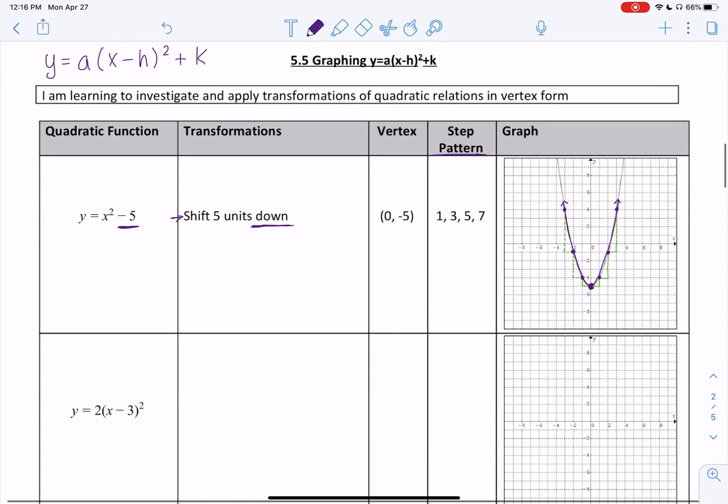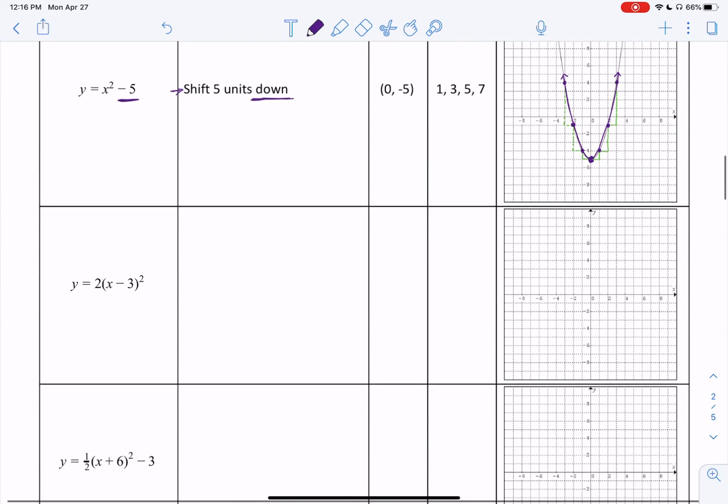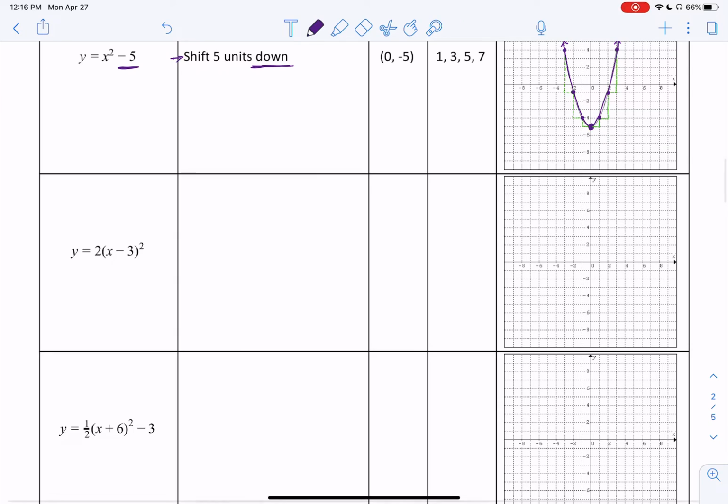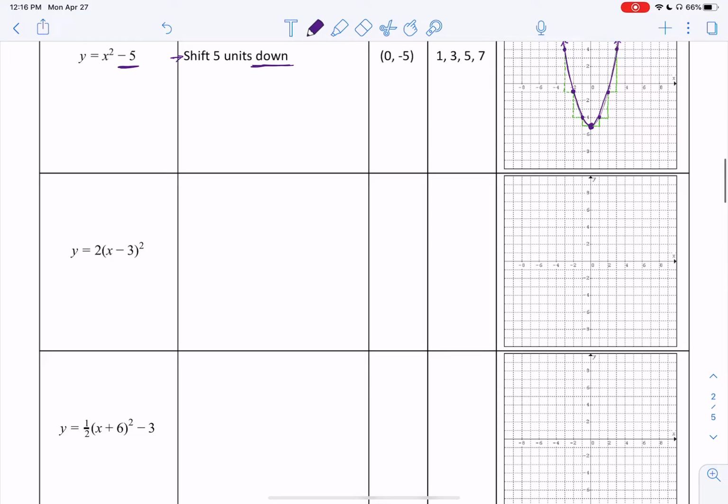We'll try a second one. So for our next one, we have y equals 2 times (x minus 3), all squared. So let's identify some of our numbers here. We have a, which is 2, and we have an h over here. So we'll start by writing out our transformations.